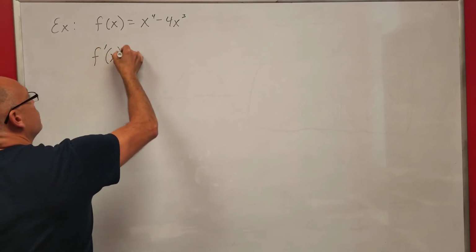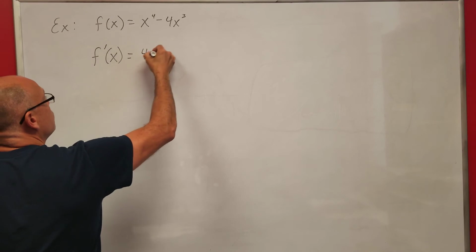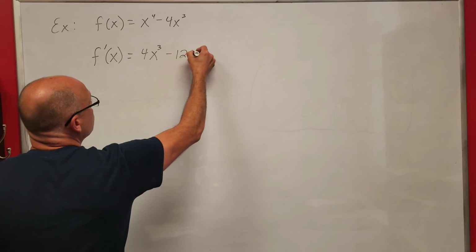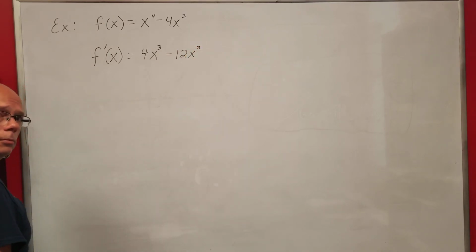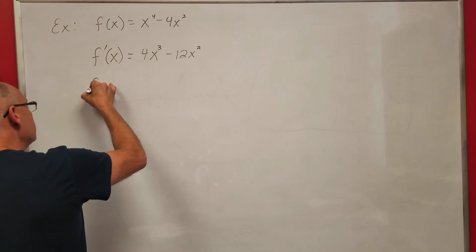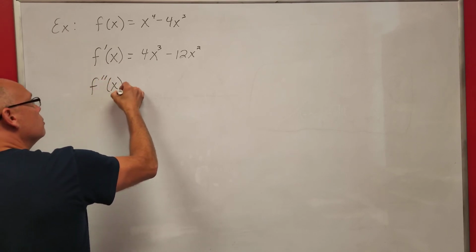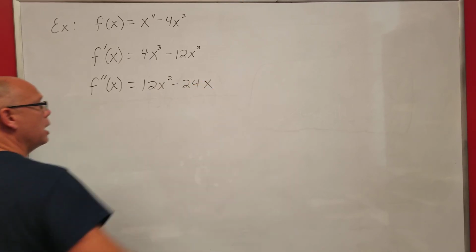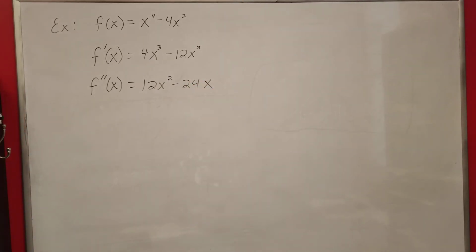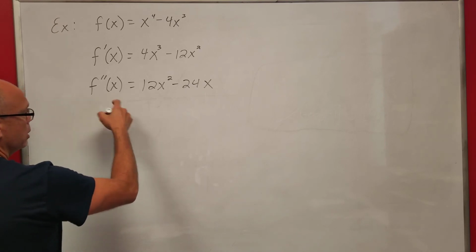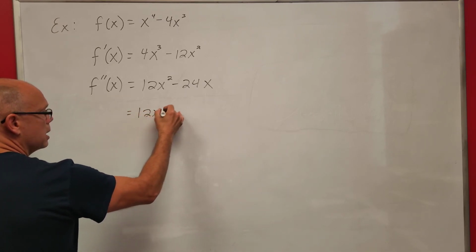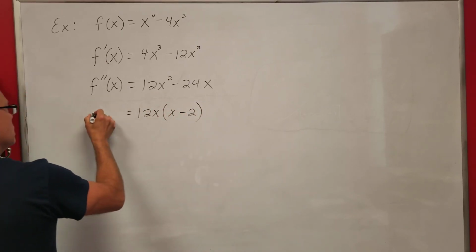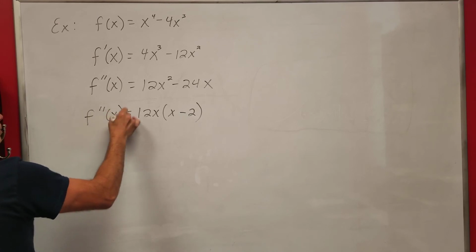So let's take a derivative first of all. F prime of x is equal to 4x cubed minus 12x squared. Now let's look at our second derivative. F double prime of x will be 12x squared minus 24x. Now let's go ahead and factor our second derivative. So I'm going to take a 12x out of each one of these terms here, and I'm left with x minus 2, and that's my second derivative.